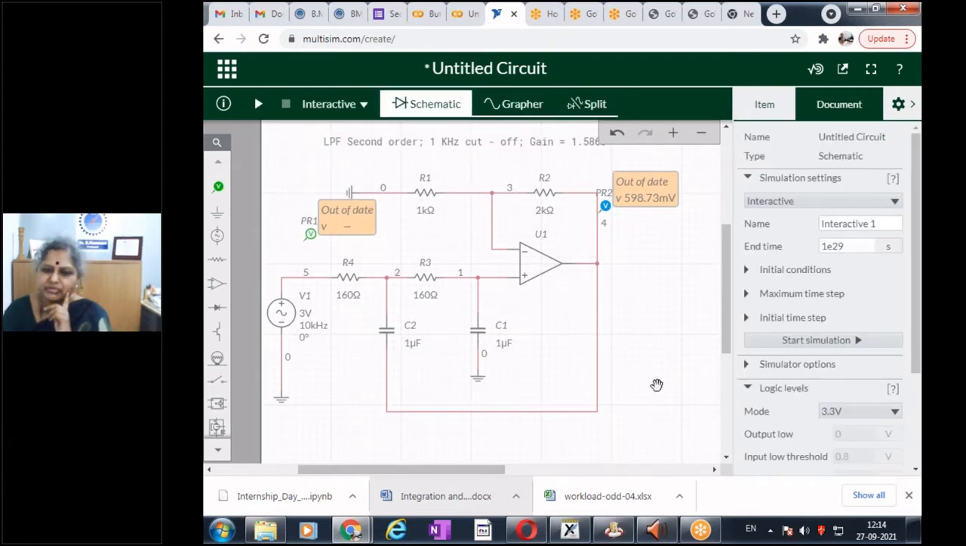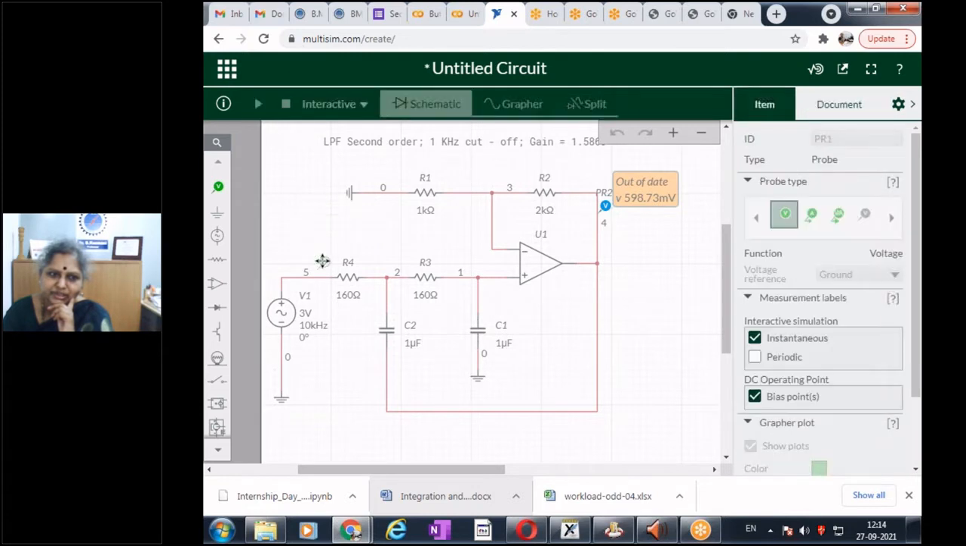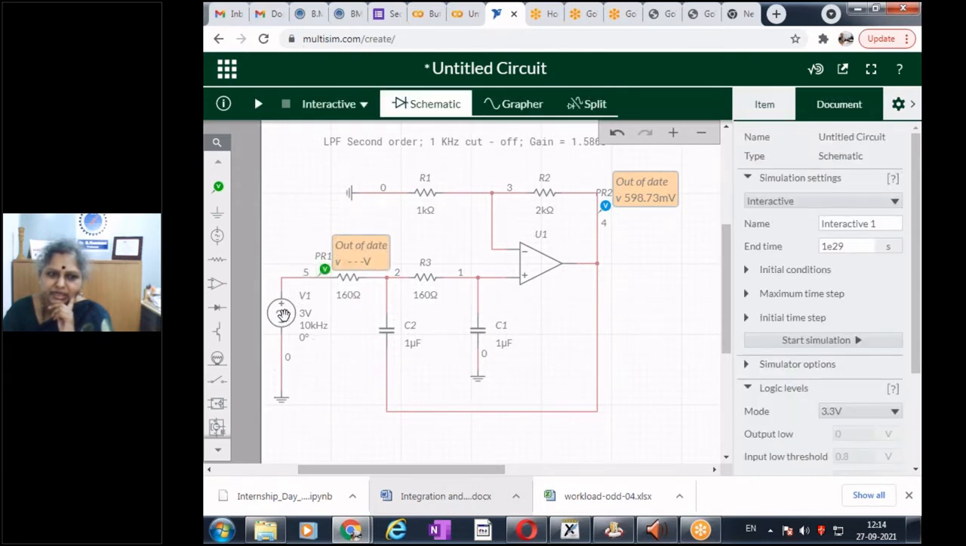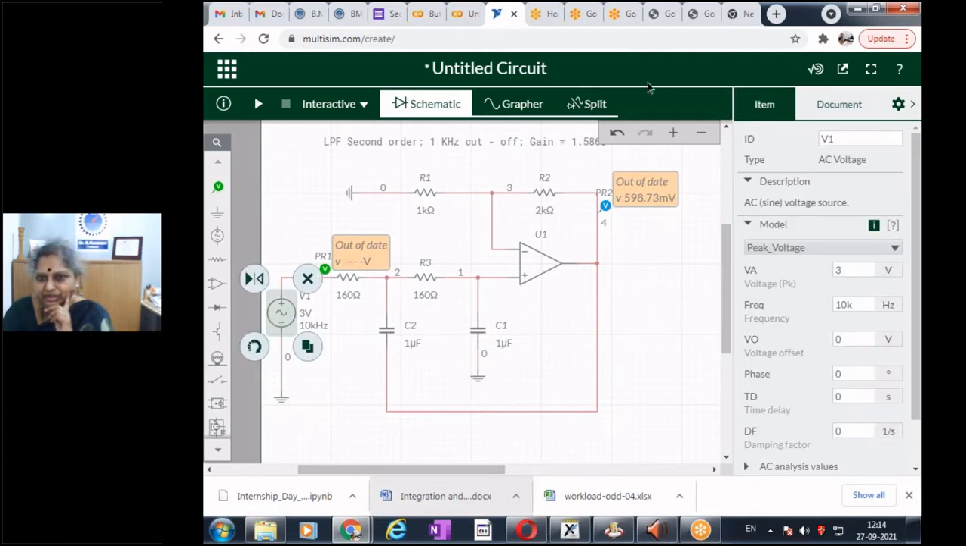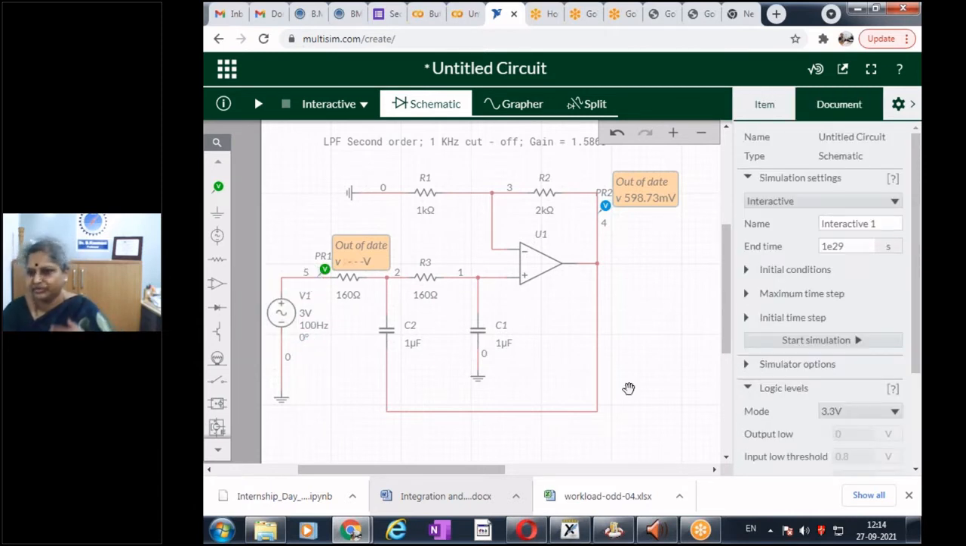So this is what my circuit is. How many of you have completed it? And now let me put my frequency as same. It remains as 3. The voltage is 3. Let me start with 100 hertz, a frequency in the pass band, and then let us look at the output.